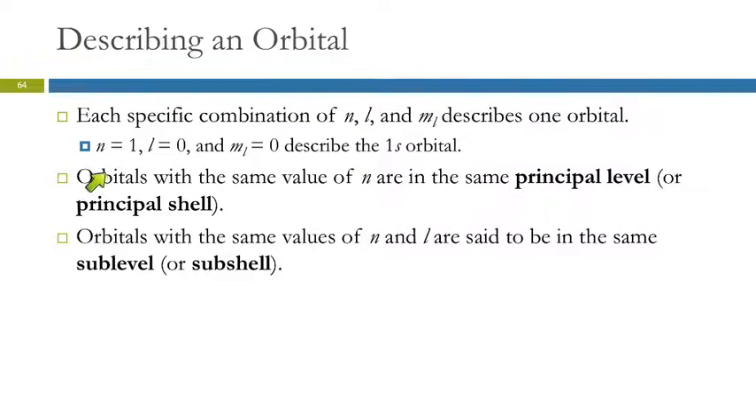There can be multiple orbitals with the same value of n. They're said to be in the same principal level or the same principal shell. They are in the ballpark of the same energy. And then orbitals that have the same n and L are said to be in the same sublevel.